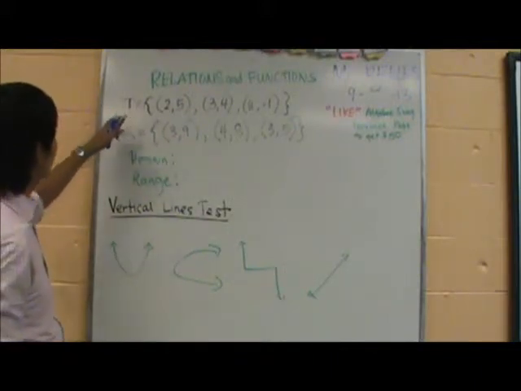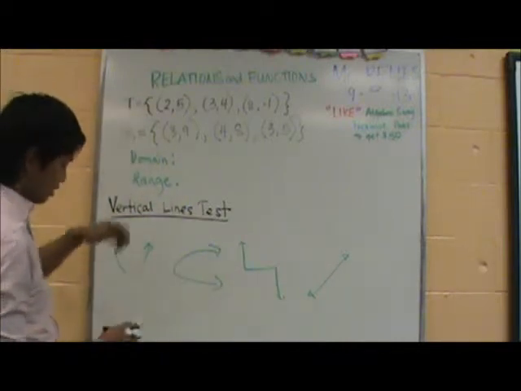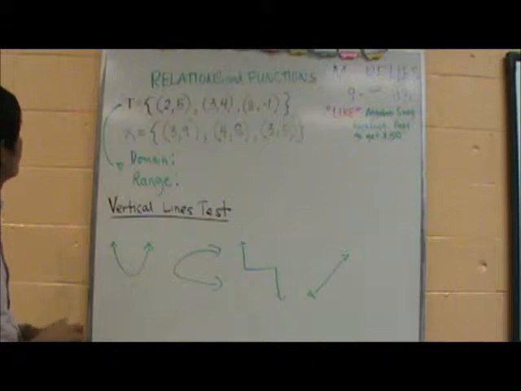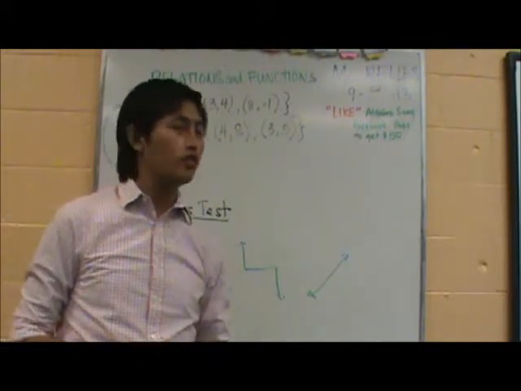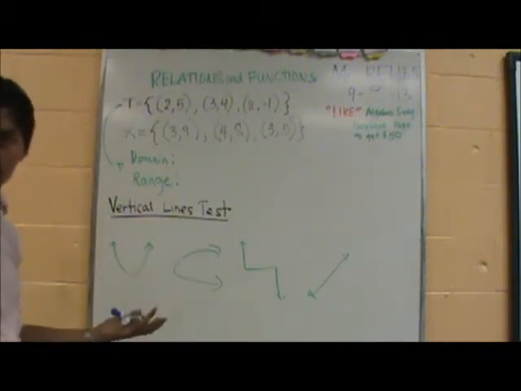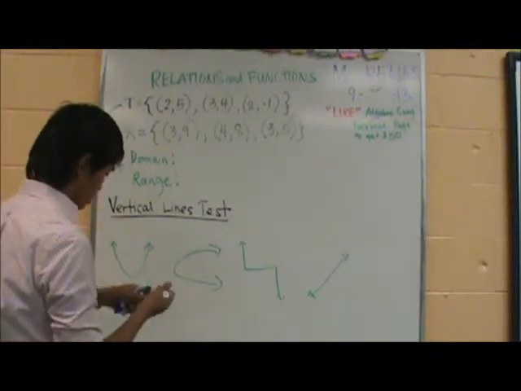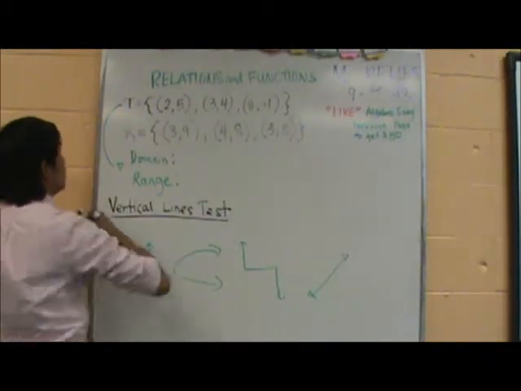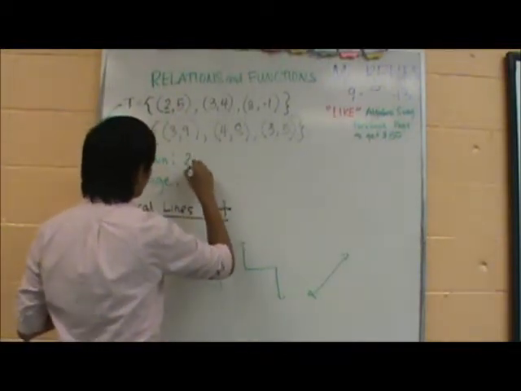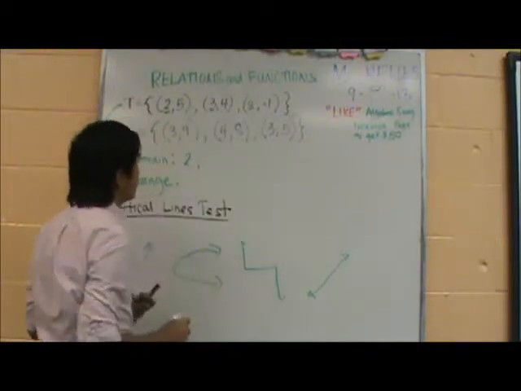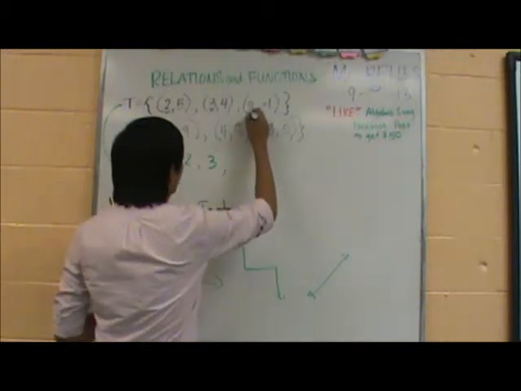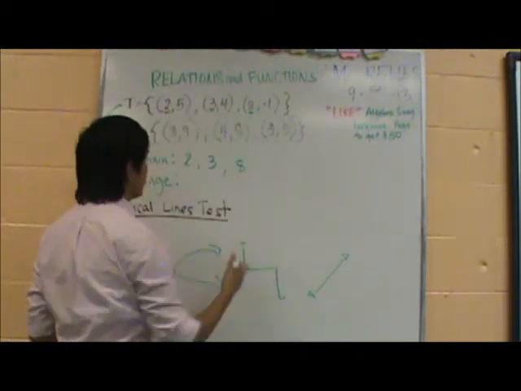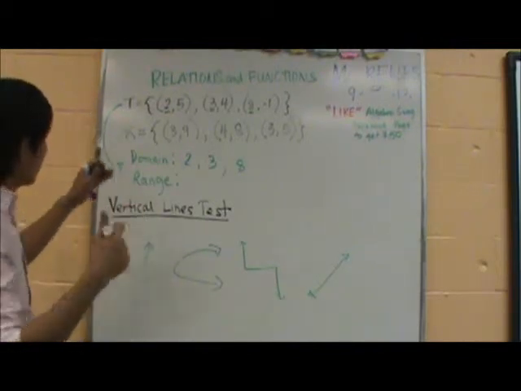Now, let's go ahead and review once again how to find the domain of set T. We all know that the domain is just the x values, while the range are the y values. If we take a look at every ordered pair, our domain will be 2, the x value of the first ordered pair. For the second ordered pair, we got 3. And the last one, we have 8. So 2, 3, and 8 are the domain of the relation of set T.